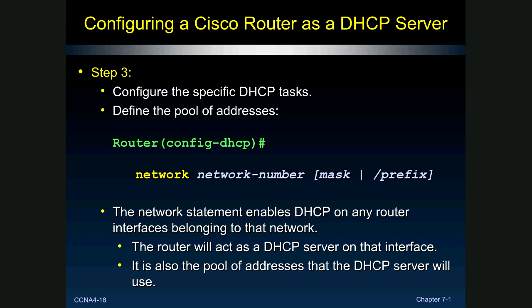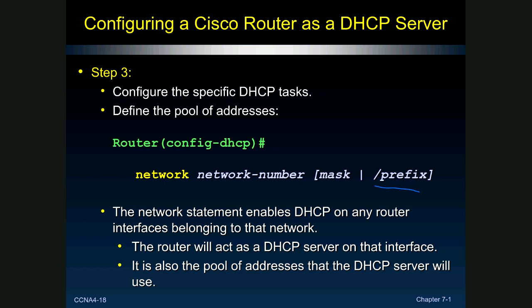So I might type the command network 192.168.1.0 space 255.255.255.0. Now, some versions of the IOS will actually tolerate you typing /24 instead of 255.255.255.0. So that's one place where you're allowed to do this.